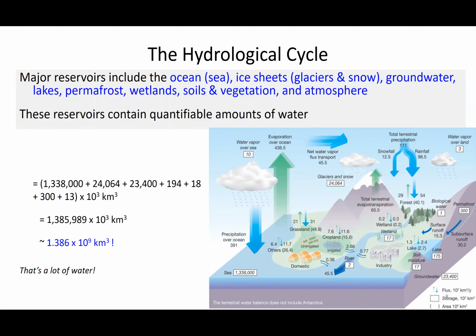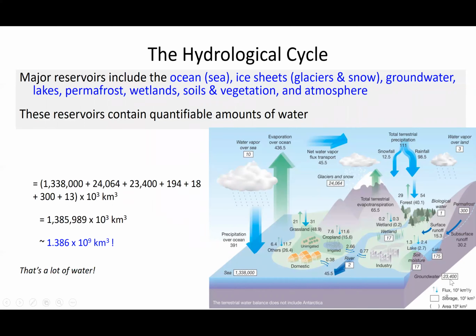As I was saying before, with the hydrological cycle, the major reservoirs include the ocean, with this very large number, over a million times 1,000 cubic kilometres of water, or over 1 billion cubic kilometres of water in the ocean. It's then followed by the glaciers and snow, and this number includes the ice sheets. Then we have groundwater down here. This is the water that's buried at depth below the soils in rocks. And there's a very large amount there as well.